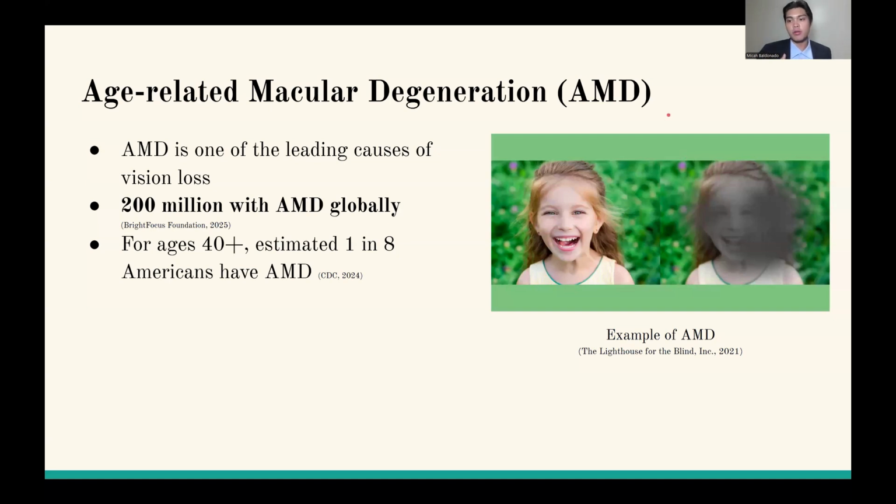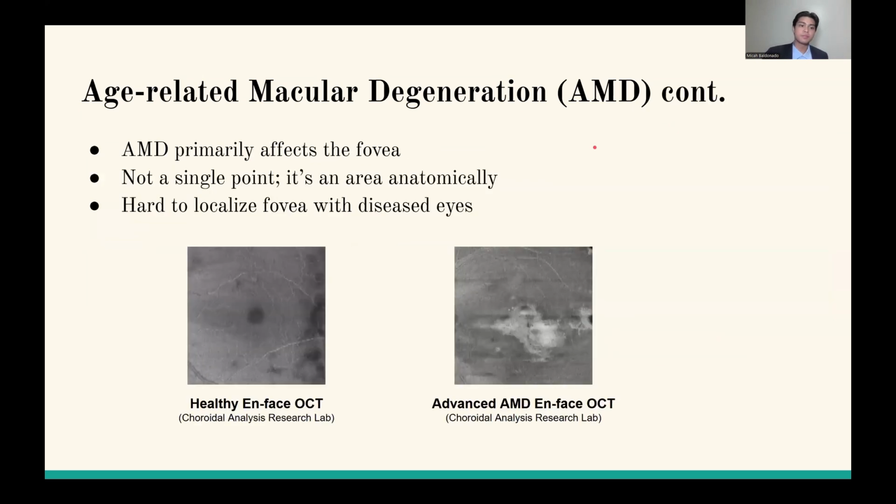Age-related macular degeneration, or AMD, is one of the leading causes of vision loss and even blindness, affecting over 200 million people globally. An example of AMD is in the visual depicted on the right. Now, AMD primarily affects the fovea. This is that small back part of the eye responsible for central sharp vision. Importantly, the fovea is not a single point, and anatomically, it's better represented as an area.